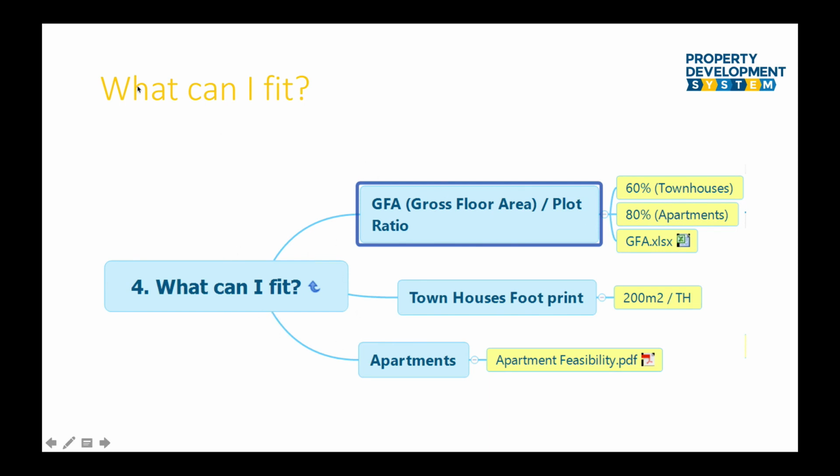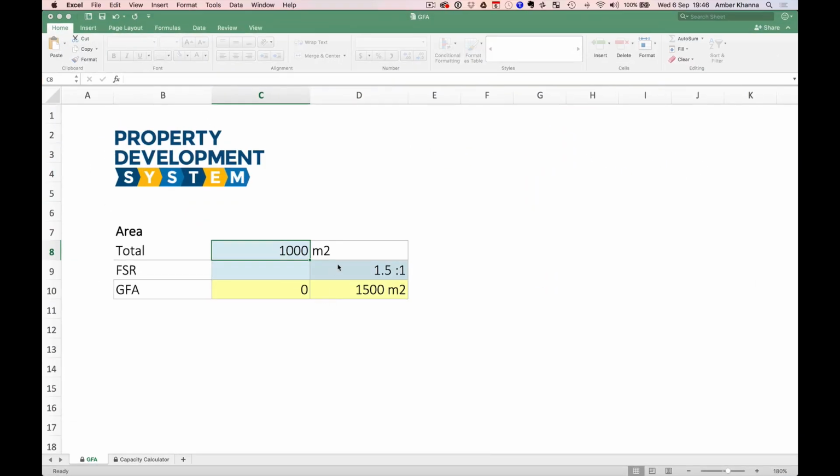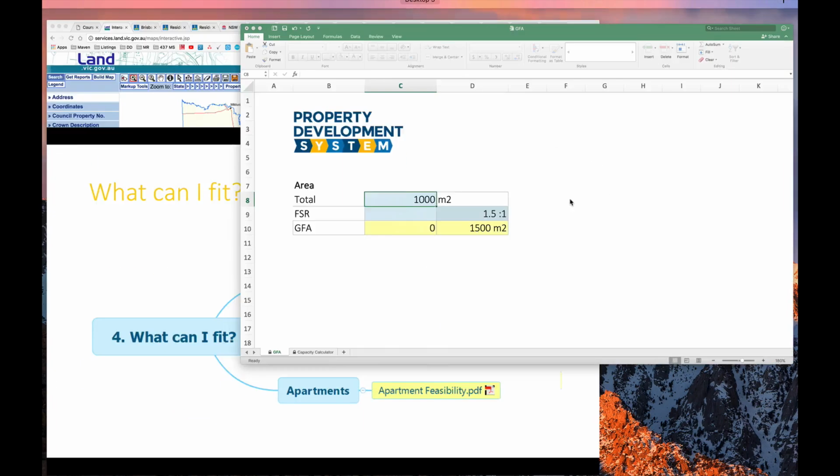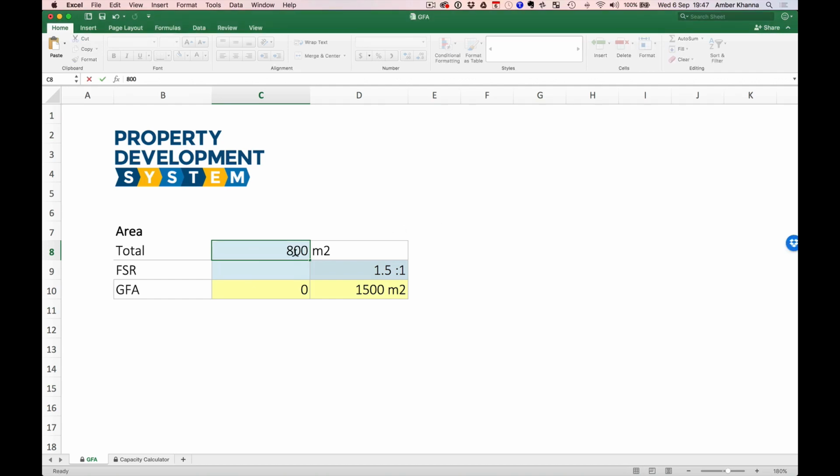Now, actually I skipped a step. What can I fit? Which was gross floor area, plot ratio. This is what I just explained to you using this calculator that you will get, and what you need to allow for. For townhouses, it's very simple. If you've got an 800 square meter block, let's say 800, and you can do 60% on it, so 480.